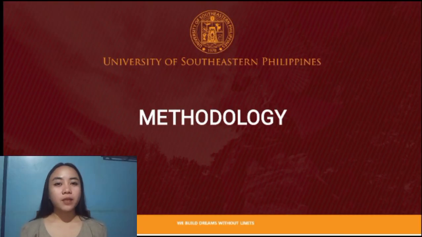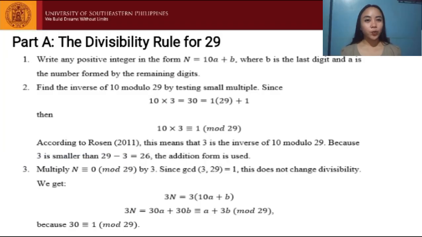Now, let us talk about how we actually carried out the investigation, from the tools we used down to the step-by-step procedure. Let us start with 29. The first thing we needed was the multiplicative inverse of 10 under modulo 29.